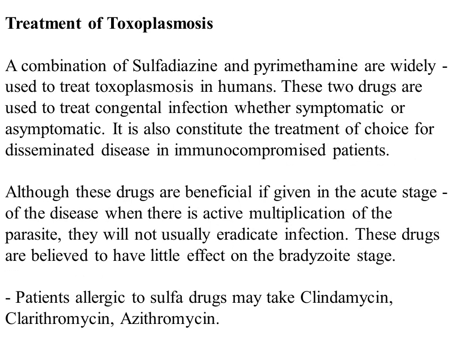Treatment of toxoplasmosis. A combination of sulfadiazine and pyrimethamine is widely used to treat toxoplasmosis in humans. These drugs are used to treat congenital infection, whether asymptomatic or symptomatic. Also, it is the treatment of choice for disseminated disease in immunocompromised patients.